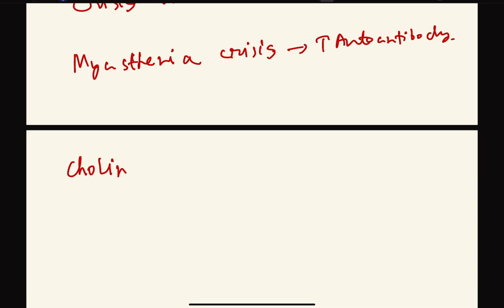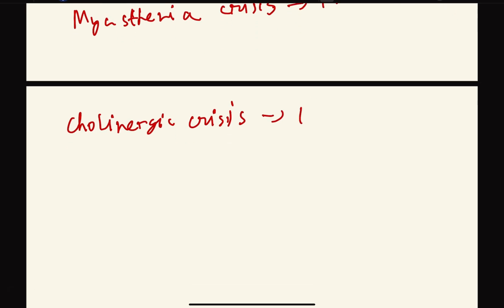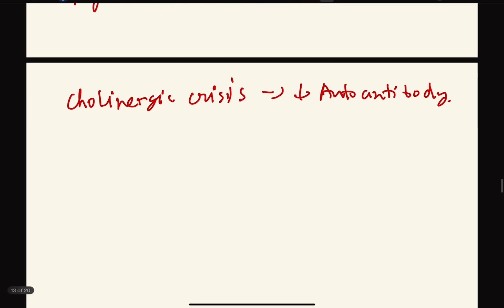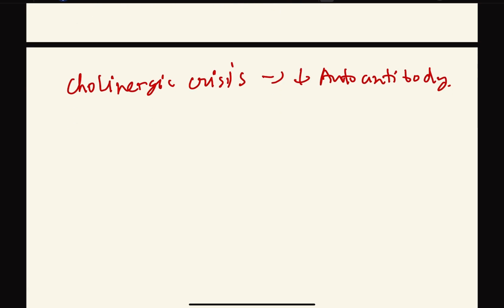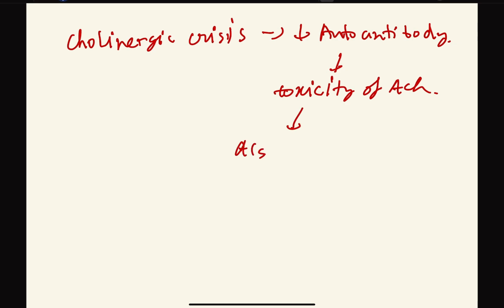And there's another thing called cholinergic crisis. In cholinergic crisis, there is a decrease in autoantibody production, so the autoantibodies are reduced, and there is toxicity of acetylcholine due to the neostigmine drug, due to the cholinergic drugs. So cholinergic crisis is the toxicity of acetylcholine, and this also causes muscle paralysis.